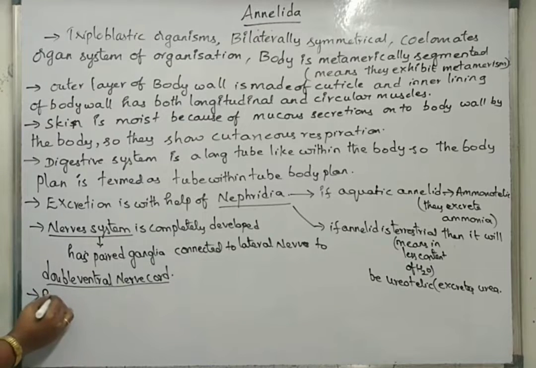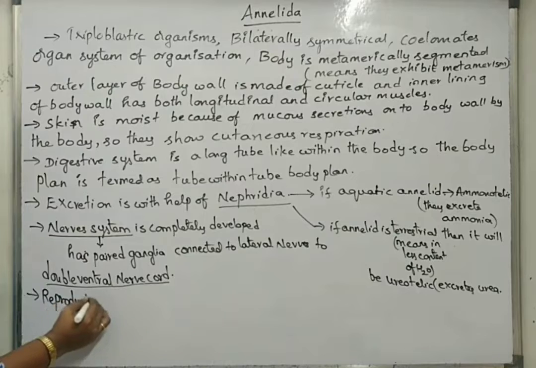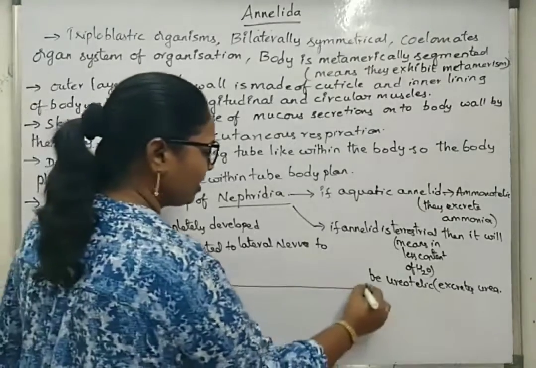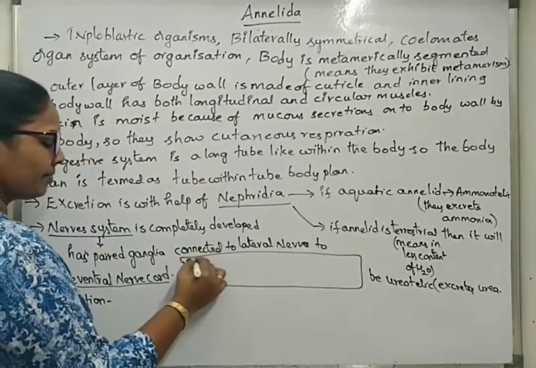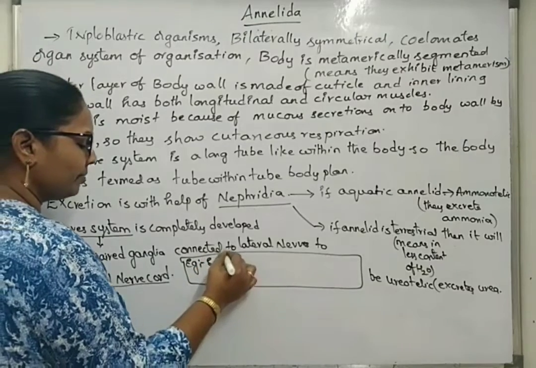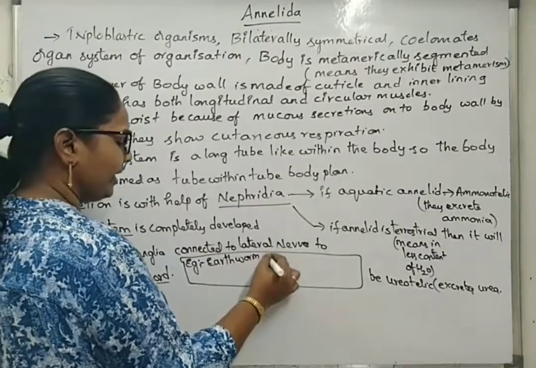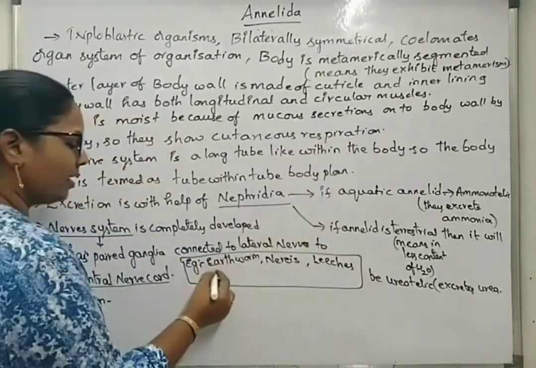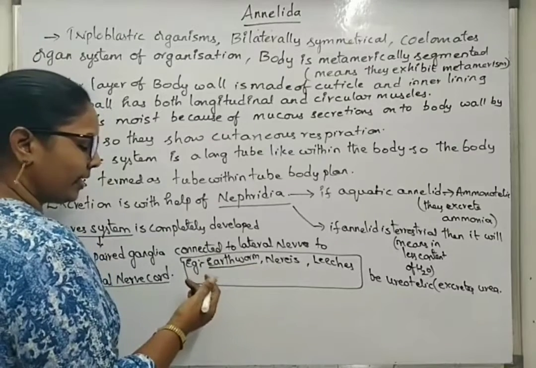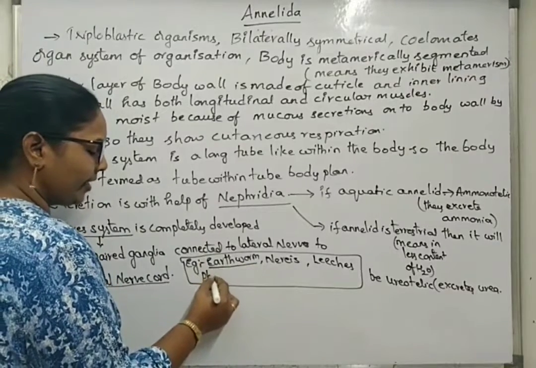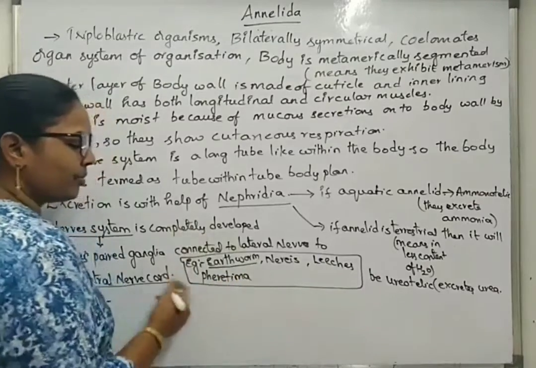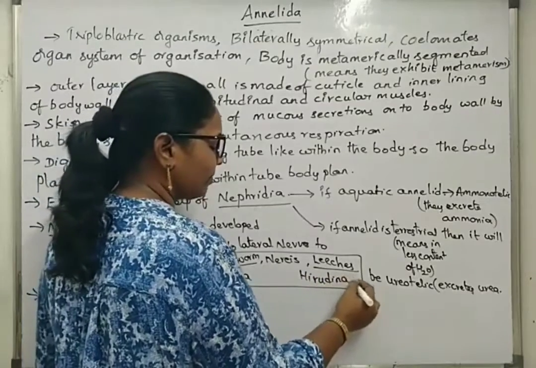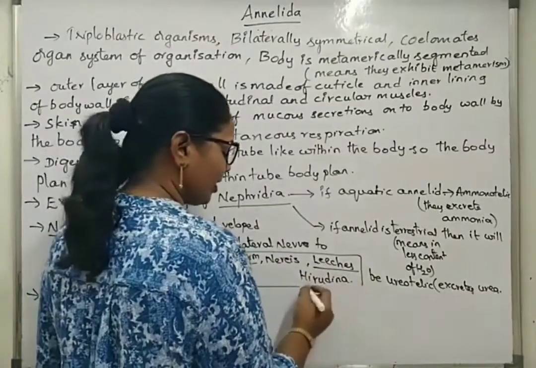Coming to reproduction. First of all, examples of annelids are earthworm, Nereis, and leeches. The earthworm's zoological name is Pheretima posthuma. Leeches are also termed Hirudinaria, the blood-sucking leeches.